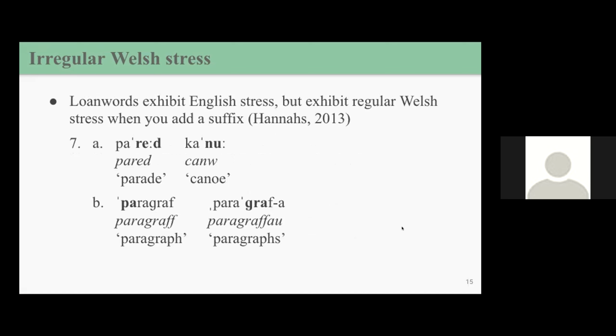Loanwords typically exhibit English stress, but will revert back to Welsh stress when you add another suffix. So parade and canoe, but paragraph and paragrapha rather than paragrapha. So in this way, I'm assuming that stress in Welsh is actually more interested in the morphology. It's morphologically determined rather than purely phonologically determined.